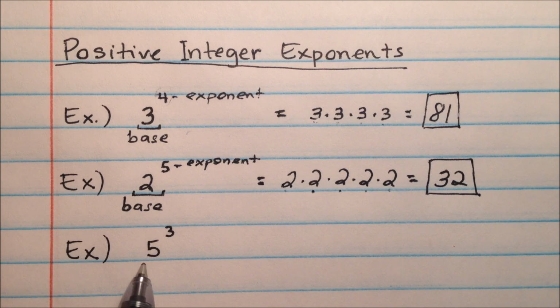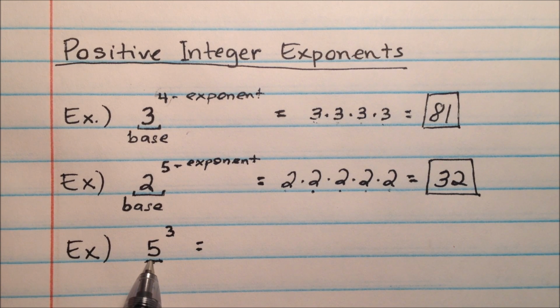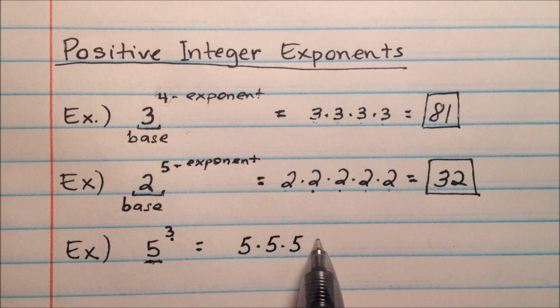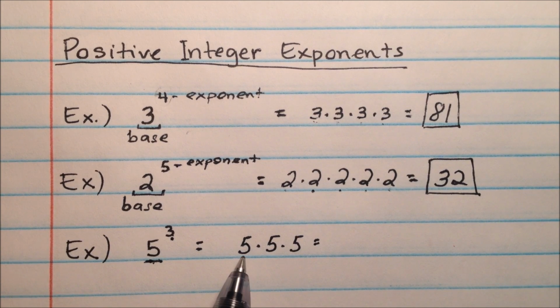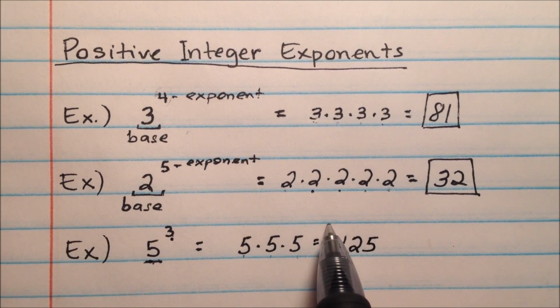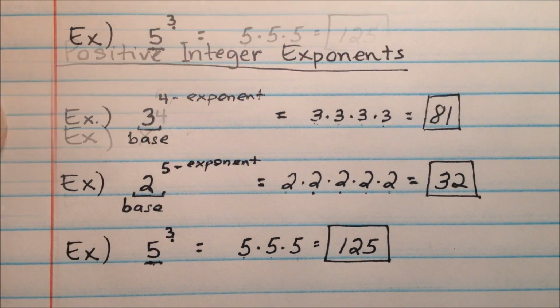In this next example, we have 5 to the power of 3. So as in our previous examples, we have this base down here, and we're going to multiply it by itself this many times, as notated in the exponent. So it'll be 5 times 5 times 5. And in this case, 5 times 5 is 25, and times 5 more will be 125. So 5 to the power of 3, or 5 cubed, is going to be 125.